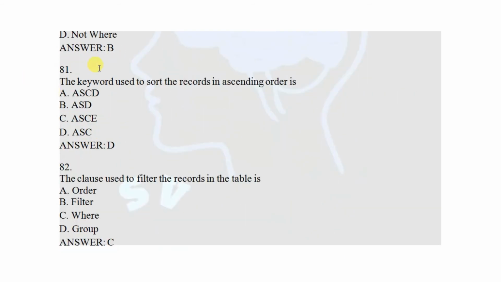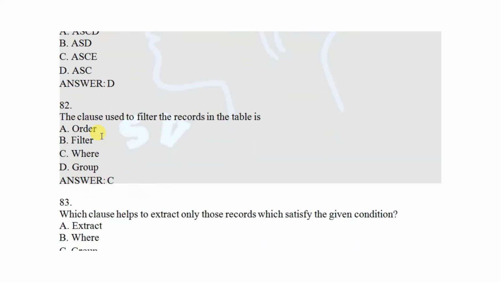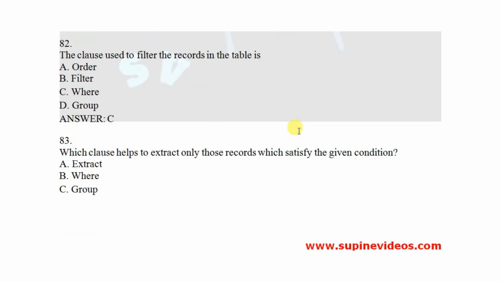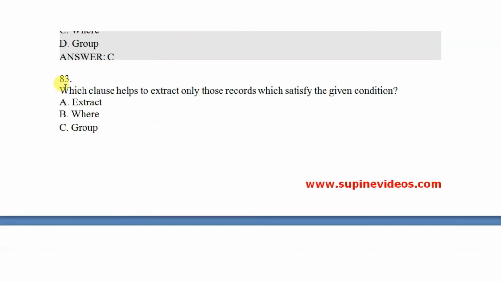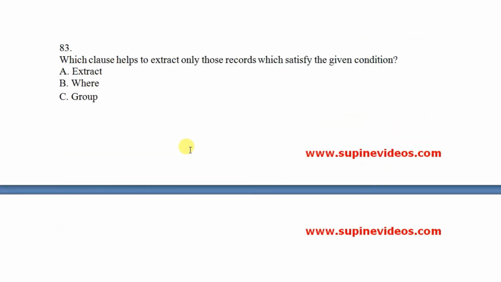Question number 81. The keyword used to sort the records in ascending order is? Your answer is option D, ASC. Question number 82. The clause used to filter the records in the table is? Your answer is option C, where. Question number 83. Which clause helps to extract only those records which satisfy the given condition? Your answer is option B.